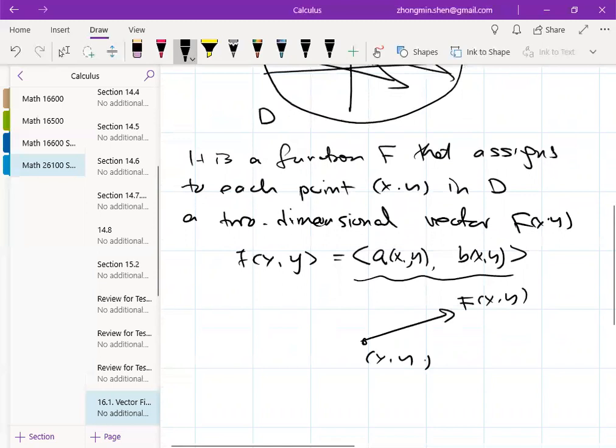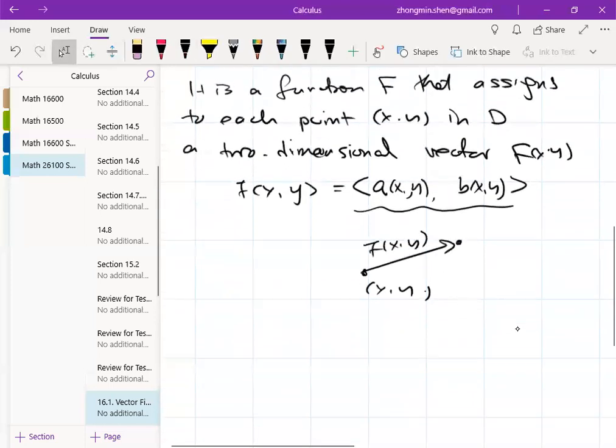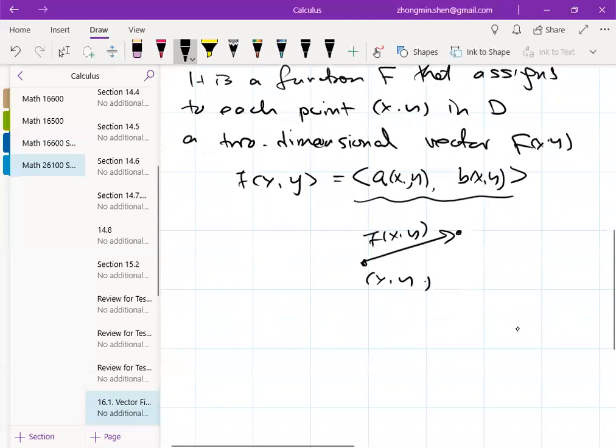Okay, so the vector is denoted by this notation. If you want to find the coordinates of the tip of this point, you have to add a to x, b to y, because that's the starting point. The f just tells you the first coordinate, just the difference of the first coordinates of those two points.